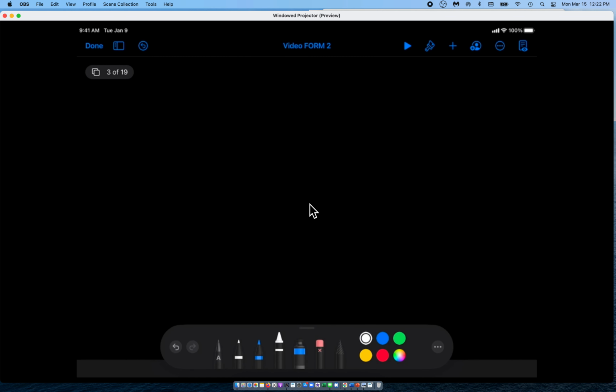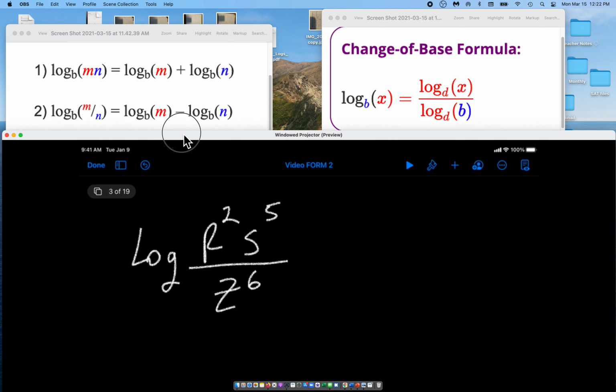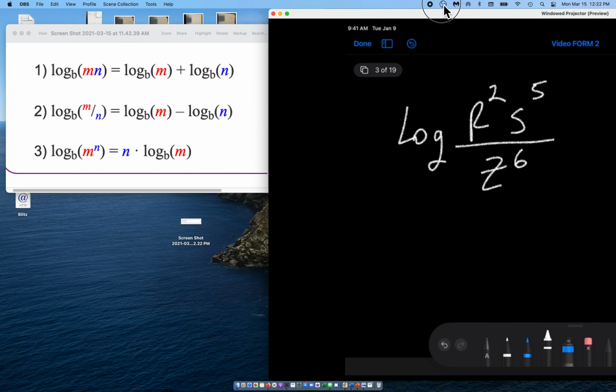The other thing you need to be able to do is expand and condense logarithms. If you have this expression shown here, there is a property of logarithms that you can expand this. Let's look at that.